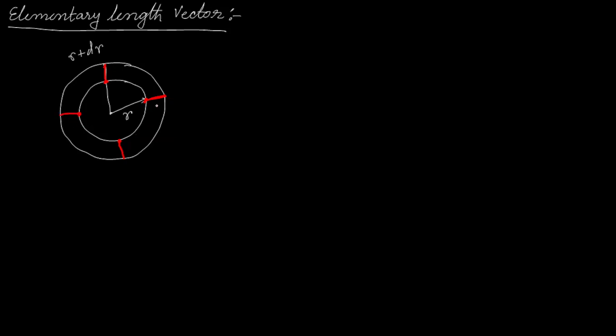So what will be this length? At every point, this length will be dr. And what will be the direction? The direction will be r cap. So this is called the elementary length vector along r cap, and in general, we represent it as dl r. The elementary length vector along r will be represented as dr r cap.